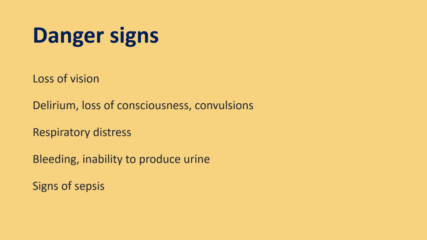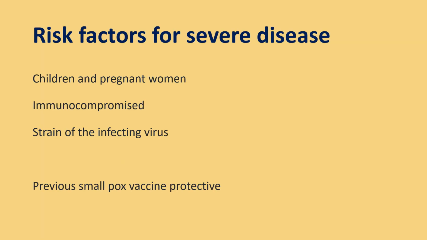The common danger signs may include loss of vision, delirium, loss of consciousness and convulsion, respiratory distress, bleeding, oliguria, and other signs of sepsis. The common risk factors for severe disease and mortality are infection in children and pregnant women, immunocompromised status, and the strain of infecting virus. Previous smallpox vaccination seems to be protective in monkeypox infection.